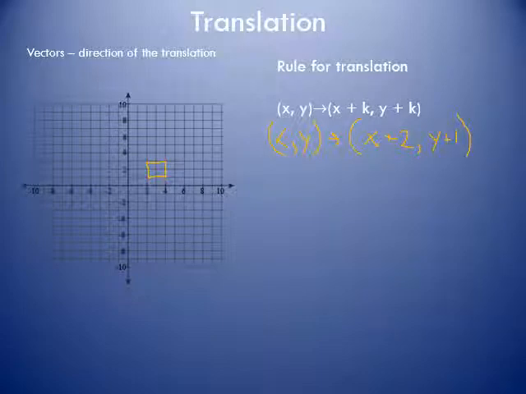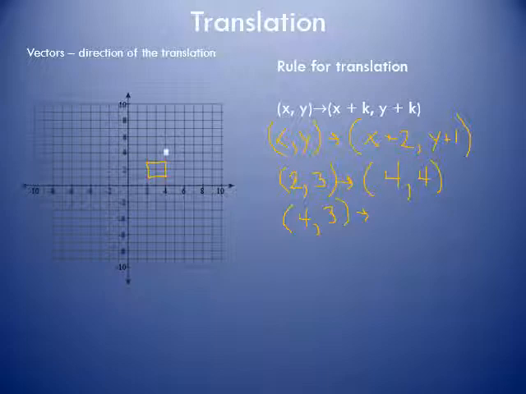So I'm going to start with the top left corner. Top left corner is 2, 3. And so I'd add 2 to the x, 2 plus 2 is 4. And I'd add 1 to the y, and that's 4. So that one is now going to be at 4, 4. So I'm going to go over to 4, 4. Boom. Okay, continuing on, I'm going to go to the top right vertex, and that one is at 4, 3.